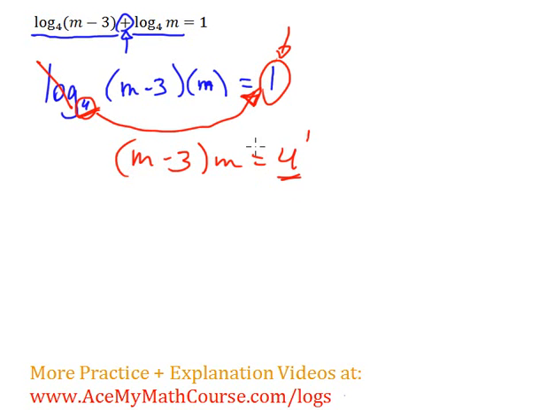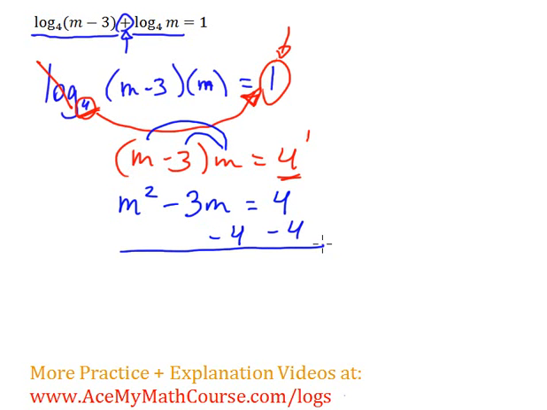Great. Now what shall I do? Well, I can actually distribute the m. M times m is m squared. Negative 3 times m is just negative 3m. And that's equal to 4. Now, since we end up with a quadratic equation, I probably want to take the 4 over to the left-hand side of the equation, just to make the right-hand side equal to 0. 4 minus 4 is 0. That's it. And over on the left-hand side, I get m squared minus 3m minus 4.